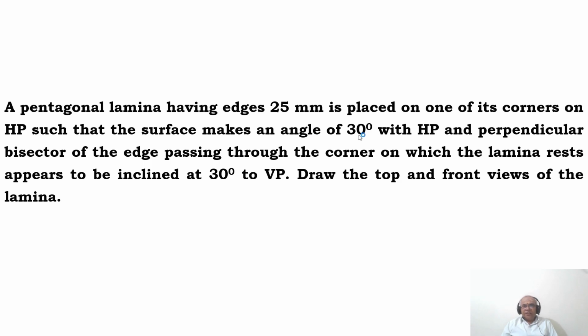Since the surface inclination is given with respect to HP, I have to make the lamina parallel to HP. If I want to make the lamina parallel to HP, obviously it should be started from the top view, because the surface is parallel to HP and it should be perpendicular to VP. So in the front view you are going to get a line, whereas in the top view you are going to get the true shape, that is the true length. So we have to start the problem from the top view.